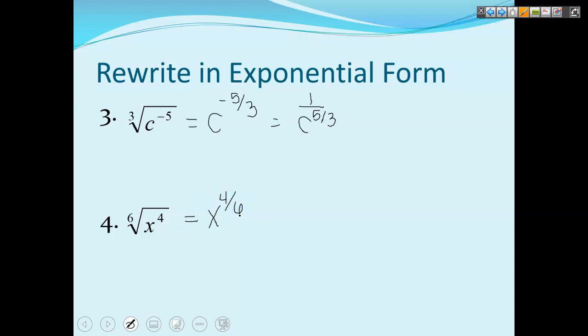In number 4, you get x to the 4/6. What's cool about that is you can actually reduce your fraction and get the 2/3 and see the relationship between a 6 and a cube and how they would be related.